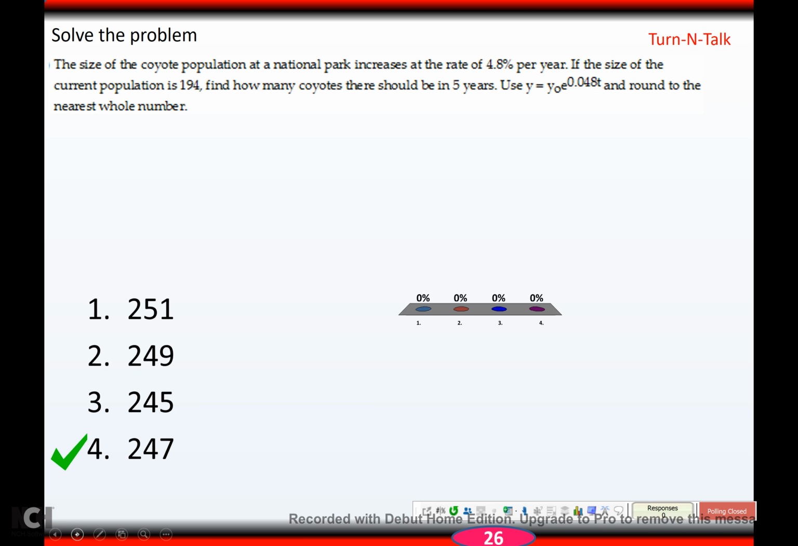And hopefully you got 247. It says the size of the coyote population in a national park increases at the rate of 4.8% per year. If the size of the current population is 194, find how many coyotes there should be in 5 years. So they're telling me that the initial population was 194, e to the 0.048, and it's telling me in 5 years how many will there be?